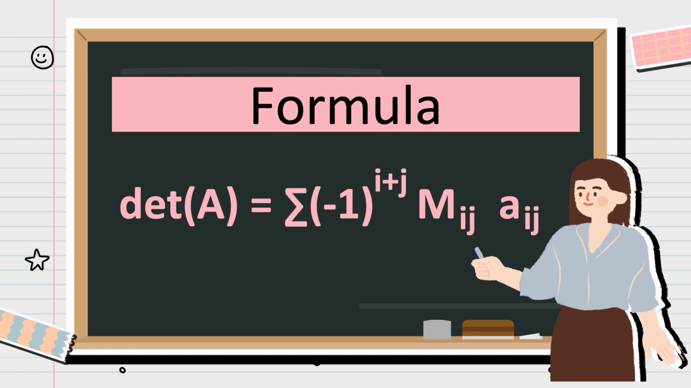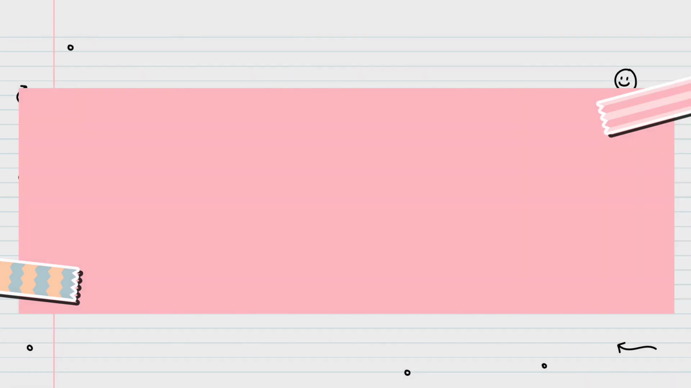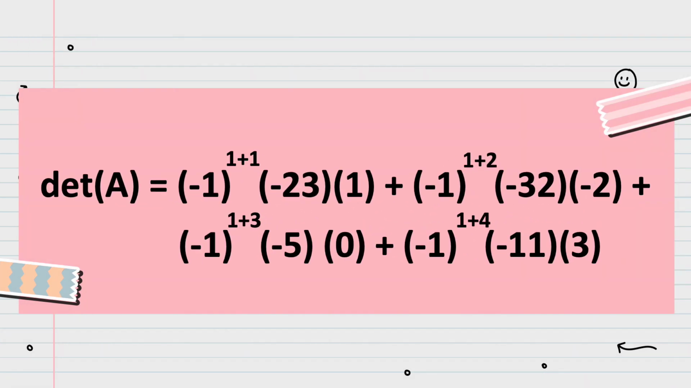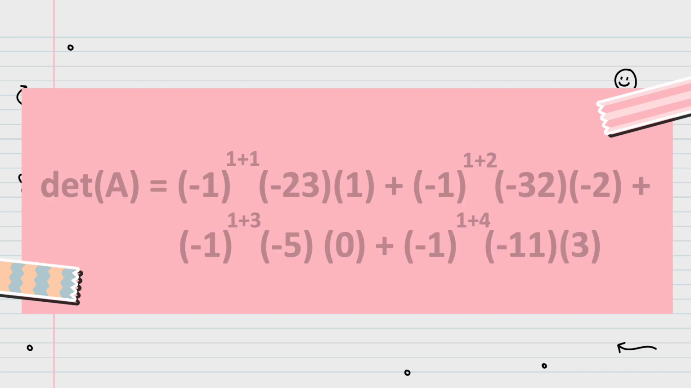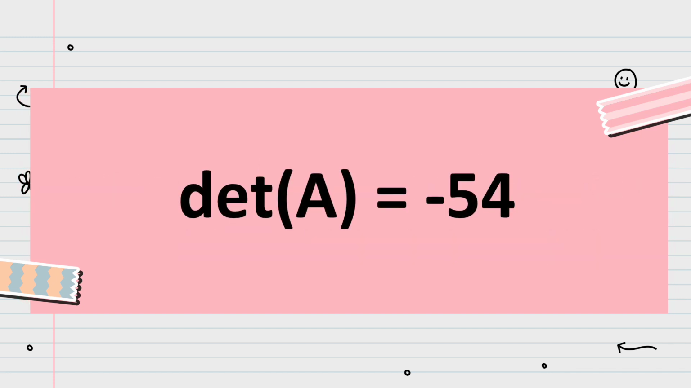Now, let's substitute all the values in this formula, where the determinant of A is equal to negative 1 raised to 1 plus 1 times negative 23 times 1, plus negative 1 raised to 1 plus 2 times negative 32 times negative 2, plus negative 1 raised to 1 plus 3 times negative 5 times 0, plus negative 1 raised to 1 plus 4 times negative 11 times negative 3. After calculating all the values, we can now get the value for determinant of A, which is negative 54.